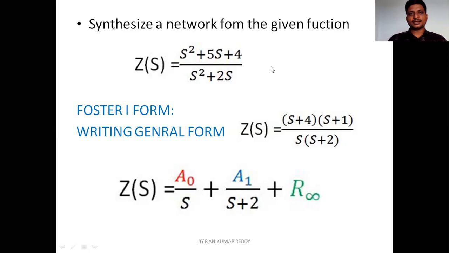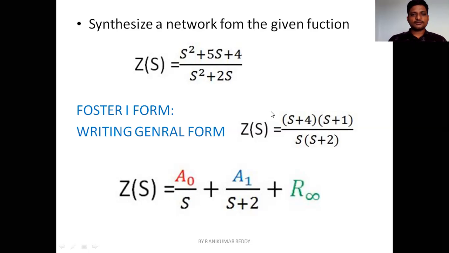Suppose you have another term here, like s plus 6. Then after a1, you have to write plus a2 by s plus 6, plus R infinity. Like that you have to write. But in our problem, we have only two terms in the denominator, so we have written only two arbitrary constants, a0 and a1. R infinity must be there in every problem.